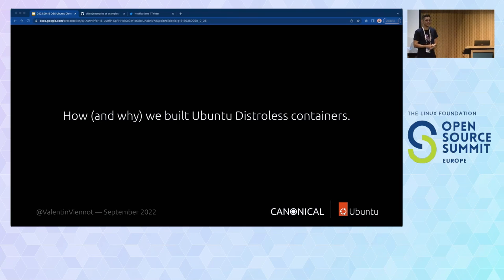All right, so today we'll be discussing ultra-small container images, distro-less, if you're familiar with the concept, and in particular, how and why we built Ubuntu distro-less container images.